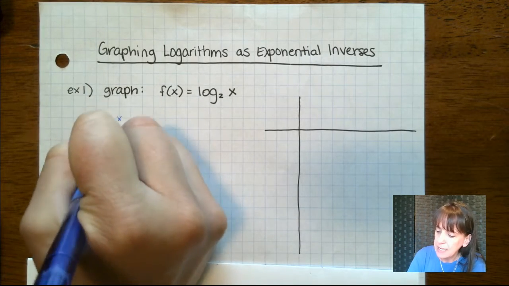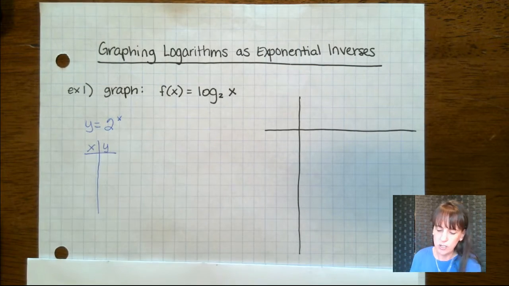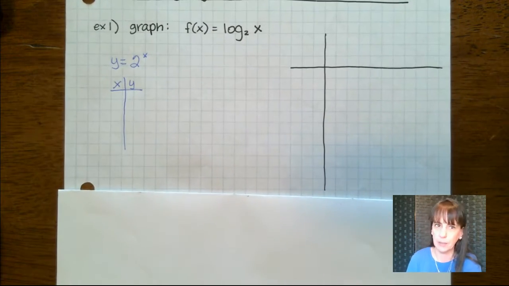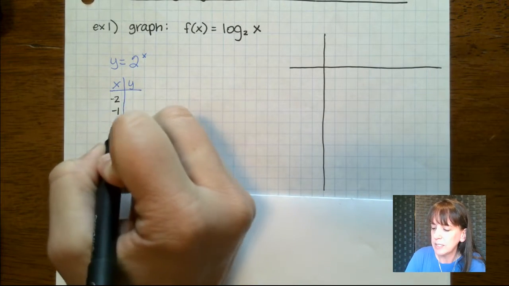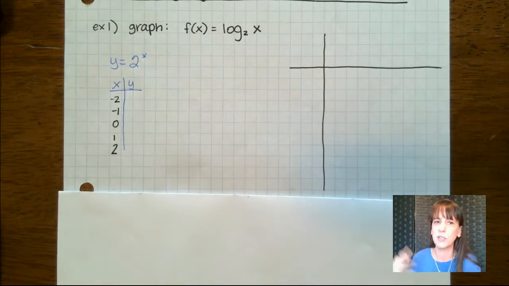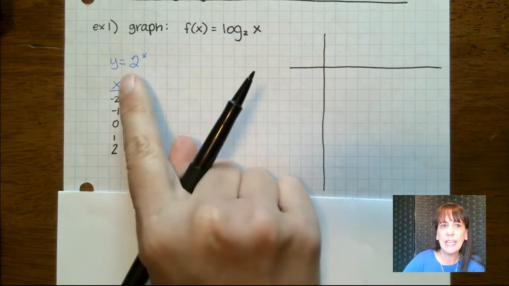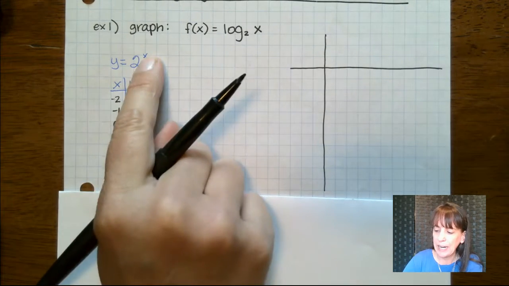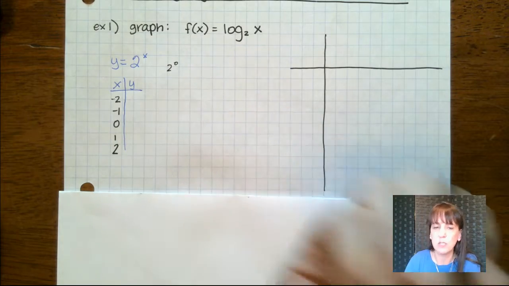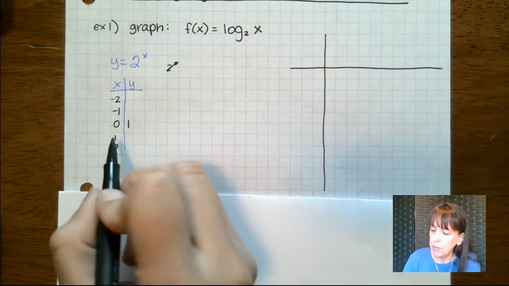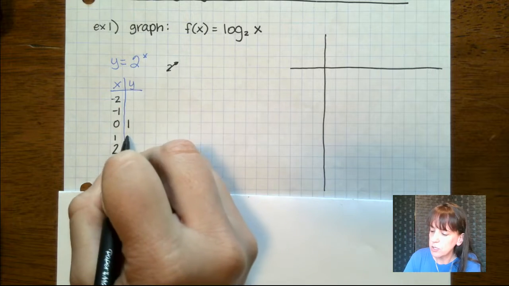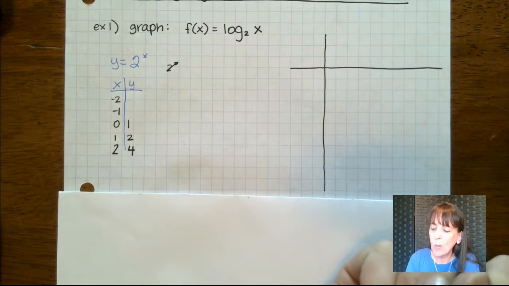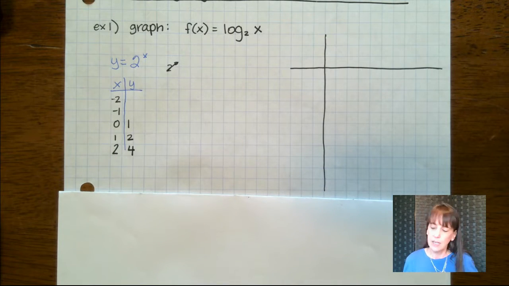And what we're going to do is create an XY chart. I don't like that pen because it's not as dark. I want you to be able to see. So I've got my XY chart here. I'm going to choose some numbers, -2, -1, 0, 1, and 2. I'm a creature of habit. Those are the numbers I choose every time. So let's start with 0. If I were to plug in 0 for x, I would have 2 to the 0 power, which is 1, right? If I were to put in a 1 here, 2 to the 1 power is 2. If I were to put in a 2, I'd have 2 to the 2nd power, which is 4.